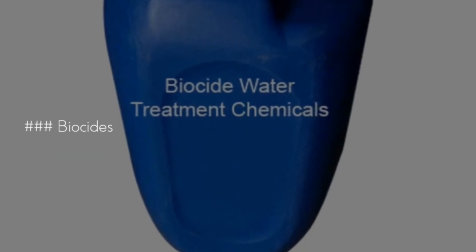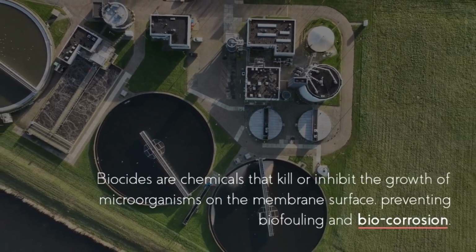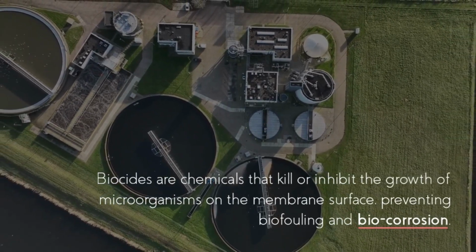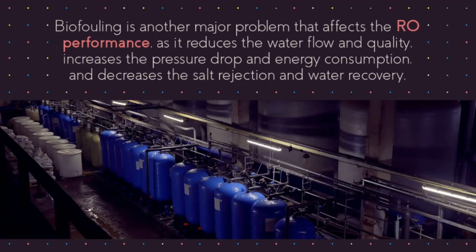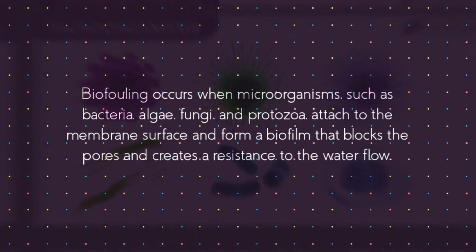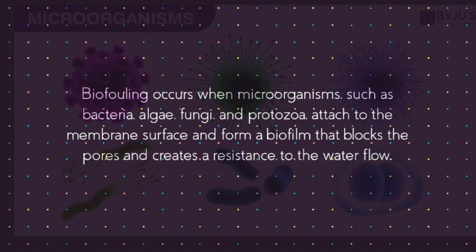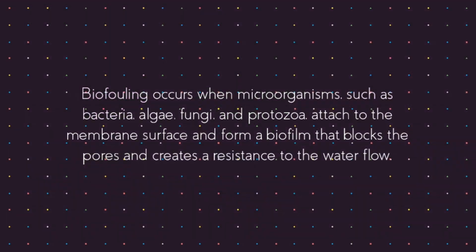Biocides. Biocides are chemicals that kill or inhibit the growth of microorganisms on the membrane surface, preventing biofouling and biocorrosion. Biofouling is another major problem that affects the RO performance, as it reduces the water flow and quality, increases the pressure drop and energy consumption, and decreases the salt rejection and water recovery. Biofouling occurs when microorganisms, such as bacteria, algae, fungi, and protozoa, attach to the membrane surface and form a biofilm that blocks the pores and creates a resistance to the water flow.